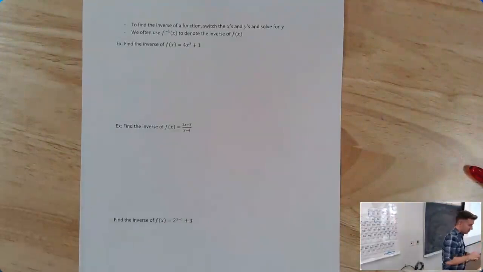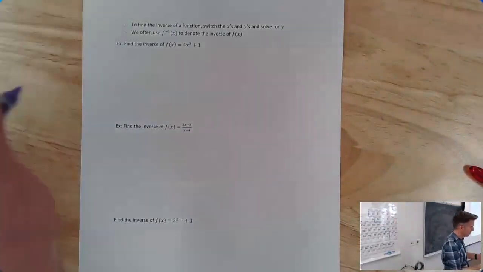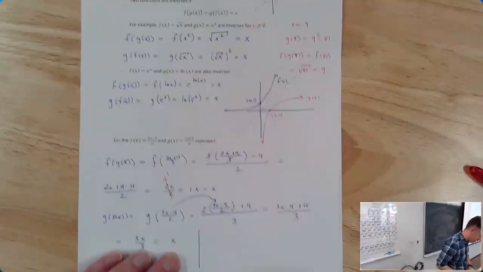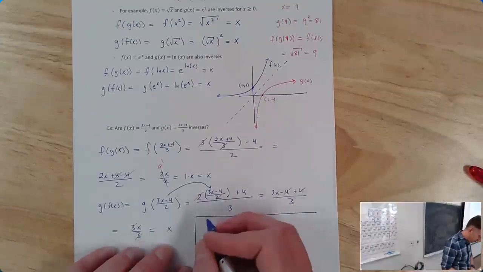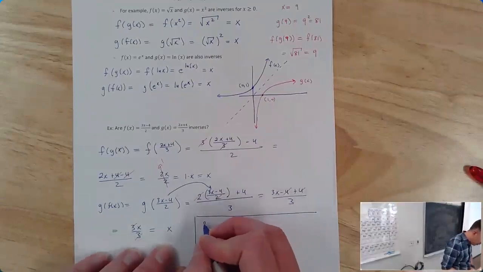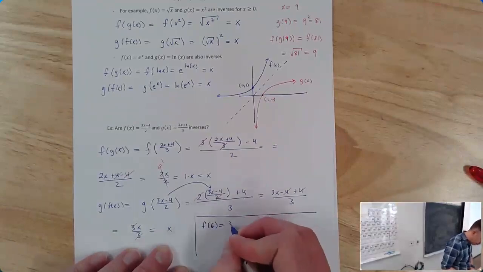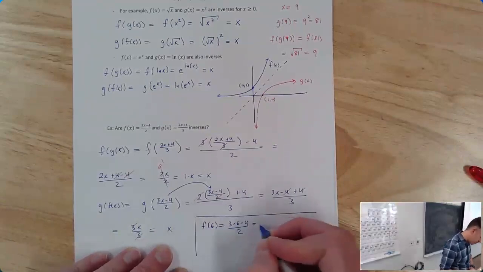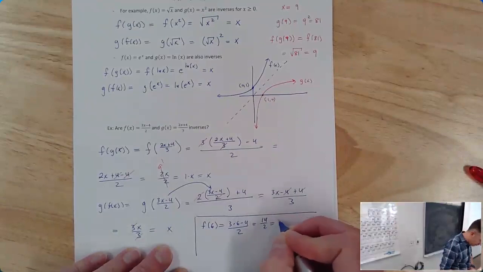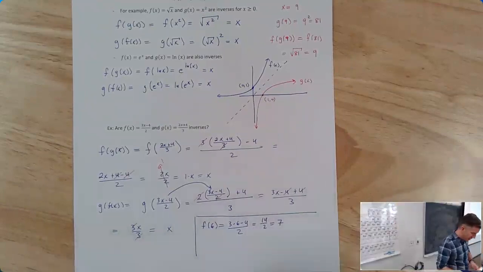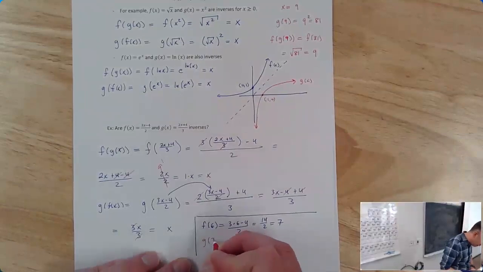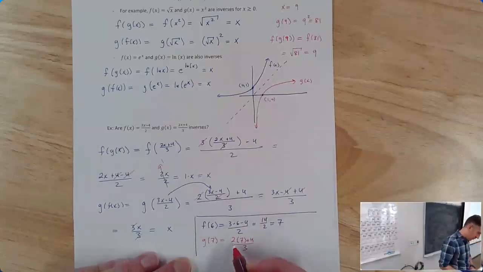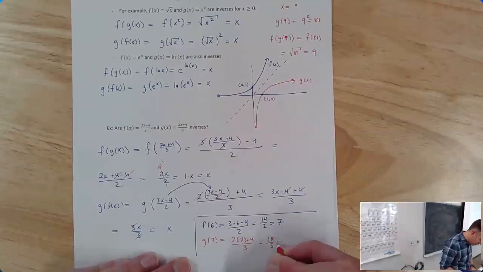So just to go back for a second, I just want to point out here, for this function, if I plug in, let's say, 6 for x in f of x. So f of 6 is equal to (3 times 6 minus 4) over 2, which is 18 minus 4, which is 14, over 2, which is 7. And then on the other hand, if I plug in 7 for g, g of 7 is equal to (2 times 7 plus 4) over 3, which is 14 plus 4, which is 18 over 3, which is 6.